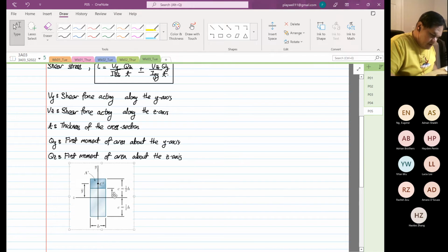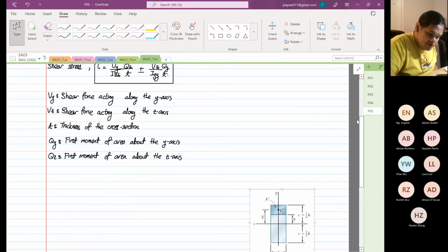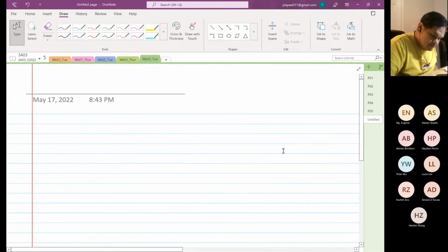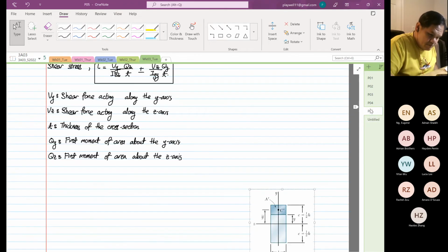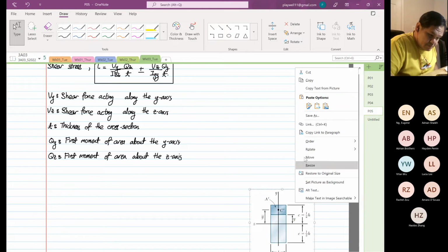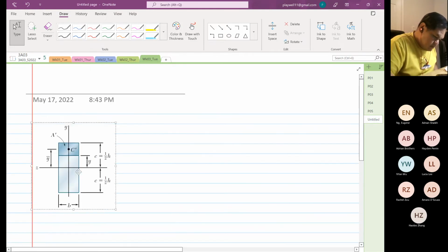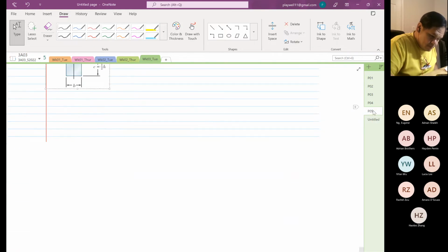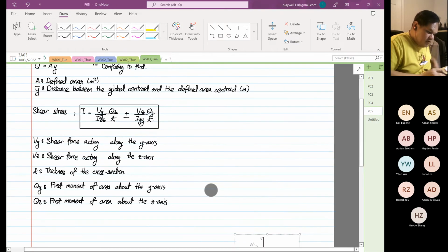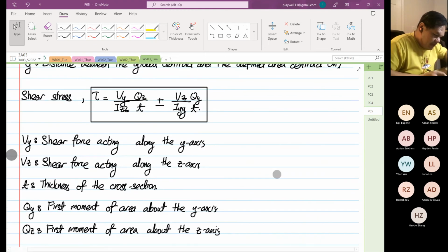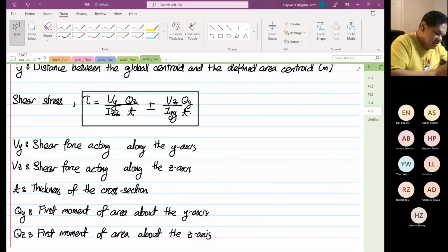What do I mean by get this straight? Hold on, let me paste the diagram. So if we look at this formula, how do I remember this formula? It's just the opposite of bending moment.